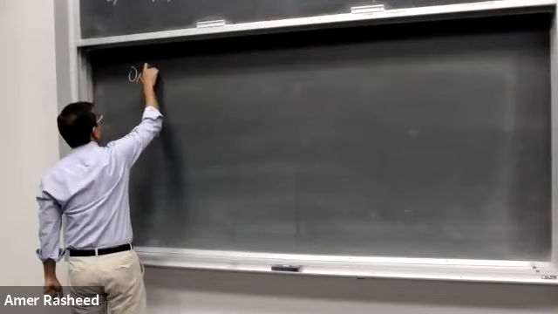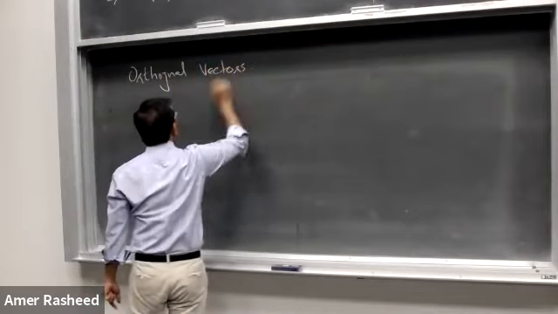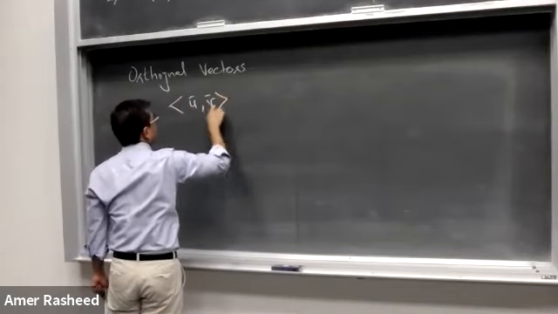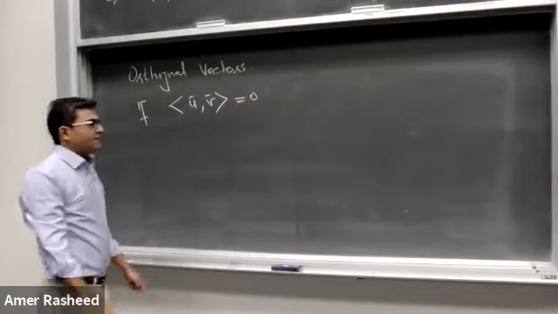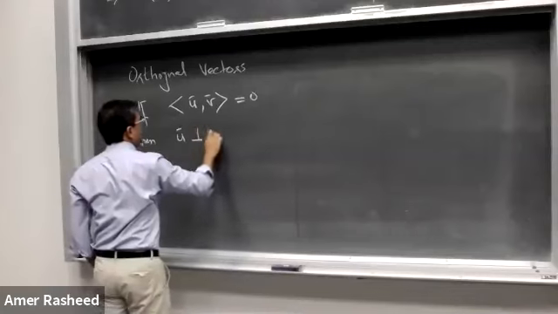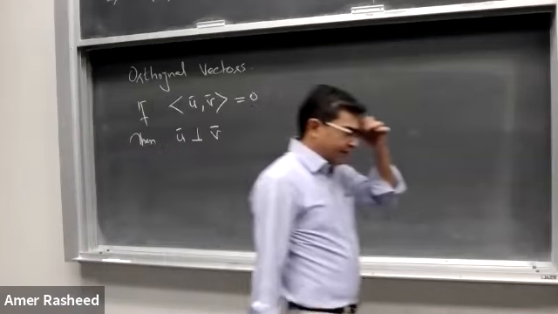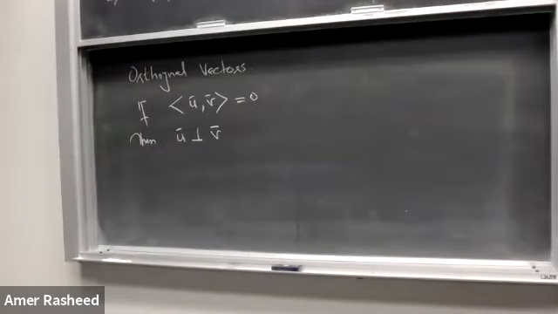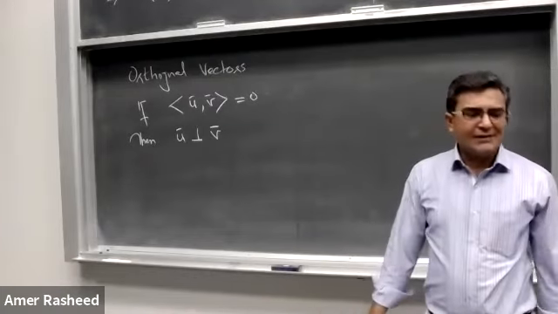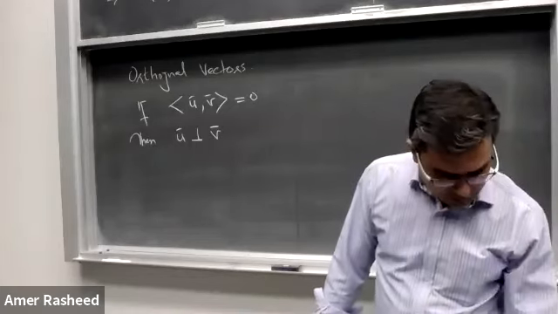We can define orthogonal vectors. If the inner product of any two vectors is 0, then u is orthogonal to v. This is the definition of orthogonal vectors. Two vectors are perpendicular or orthogonal to each other if the dot product or inner product is 0. So keep this thing in your mind. If you have any question, you can ask me.